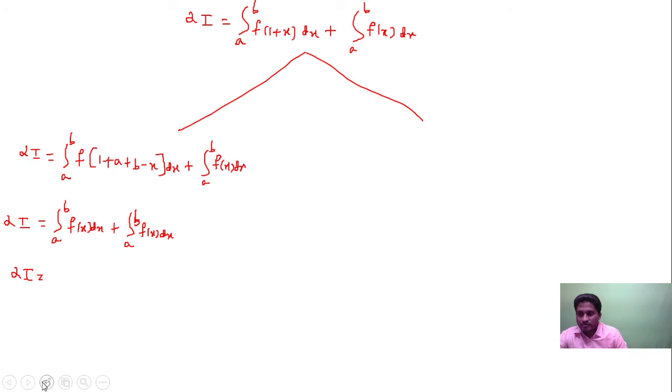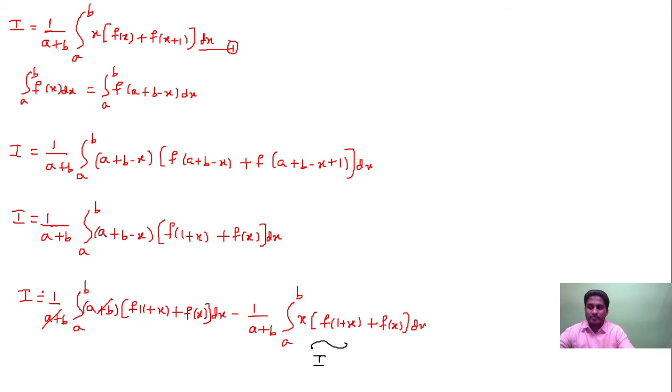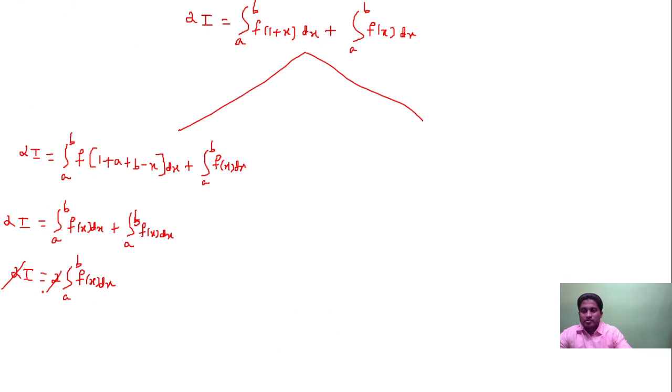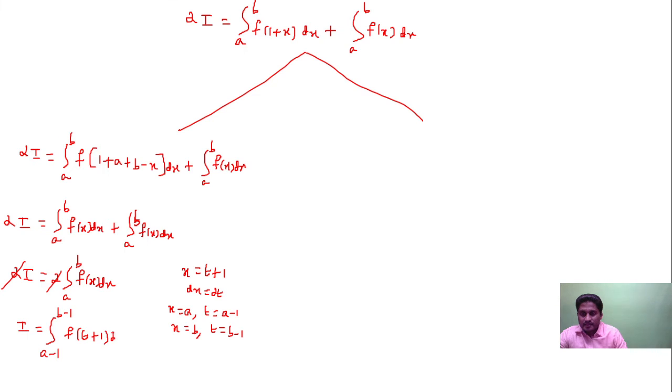Alright, now 2i is equal to 2 times integration a to b and then f of x dx. This 2 and 2 cancels. Now look into all the options you have when f of x plus 1, f of x, right? So I'm going to put x is equal to t plus 1. So dx is equal to dt. When x is equal to a, you get t is equal to a minus 1. When x is equal to b, you get t is equal to b minus 1. So I is equal to integration of a minus 1 to b minus 1, f of x is equal to t plus 1 and then dt.